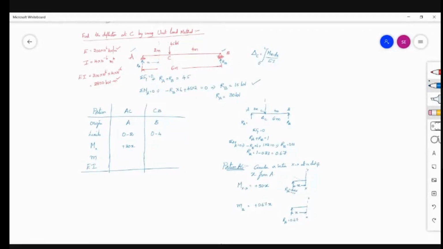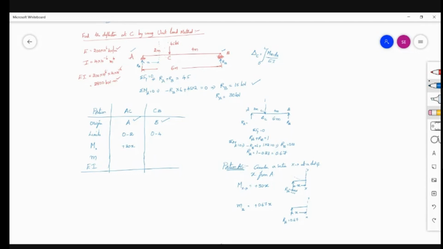calculate the reactions. After getting the reactions, you have to consider the entire beam in two portions according to the loading pattern. So the entire beam will be divided into AC and BC. The origin for AC is A, the origin for CB is B, and the limits: AC has a length of 2 meters, so 0 to 2 are the limits, and the BC portion is 4 meters, 0 to 4.